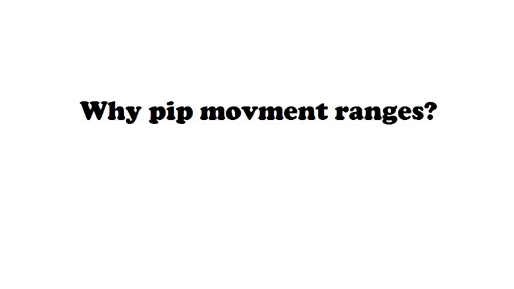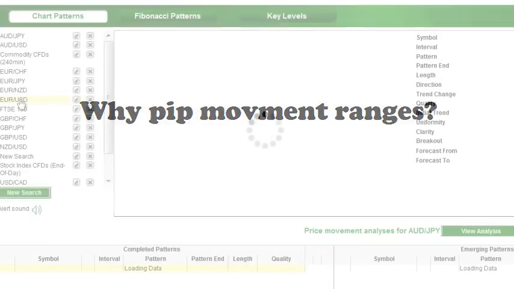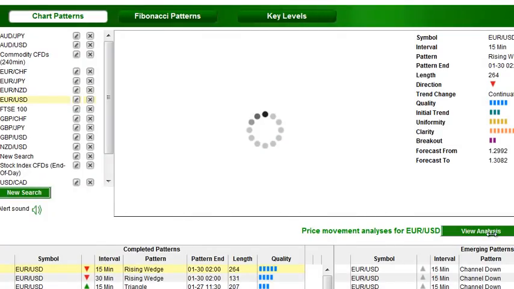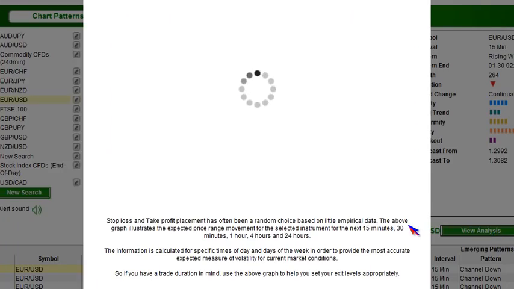So just a little background, and just to give you a look at what we're going to talk about: this idea of pip movement ranges. I just want to give you a visual, and then we can get into all the why and how and all that good stuff. So the first thing I want to show you is what the tool actually is.